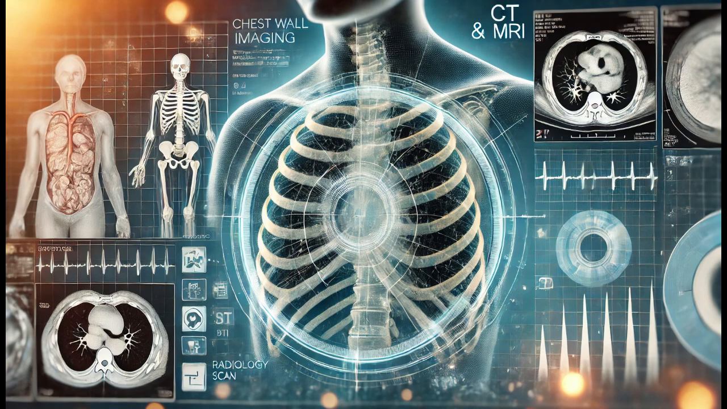One of the most common benign chest wall tumors is an osteochondroma. These are overgrowths of bone and cartilage that usually occur near the growth plates of bones. They're most often found in teenagers and young adults. And those are generally harmless? In most cases, yes. But there's a small chance that an osteochondroma can develop into a type of bone cancer called chondrosarcoma. So we monitor them carefully.